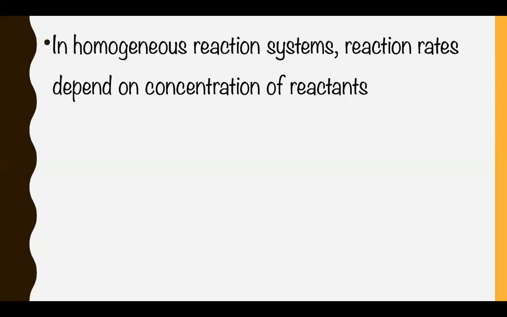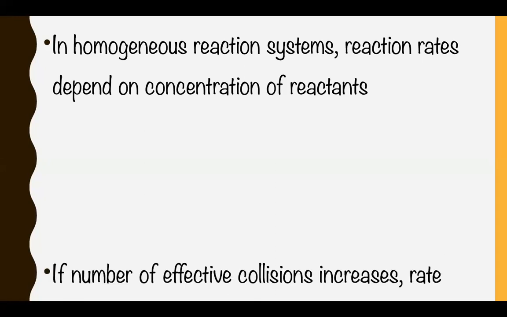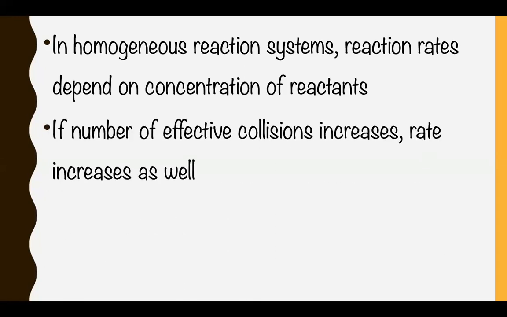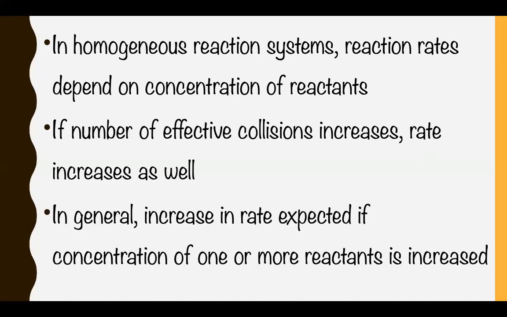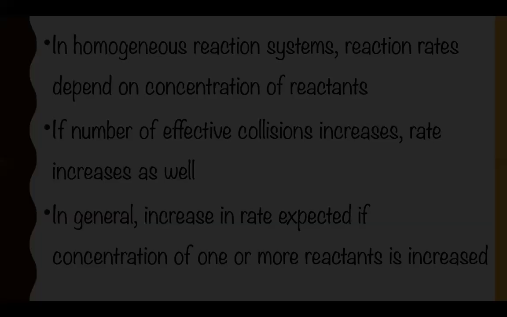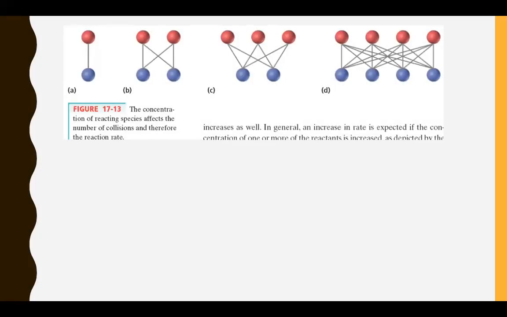Okay, in homogeneous reaction systems, the reaction rates depend on the concentration of reactants. If the number of effective collisions increases, of course, the rate will increase as well. In general, there is an increase in rate that is expected if the concentration of one or more reactants is increased. I really like this graphic because it really shows you how increasing the concentration increases the number of possible collisions, therefore probably effective collisions.